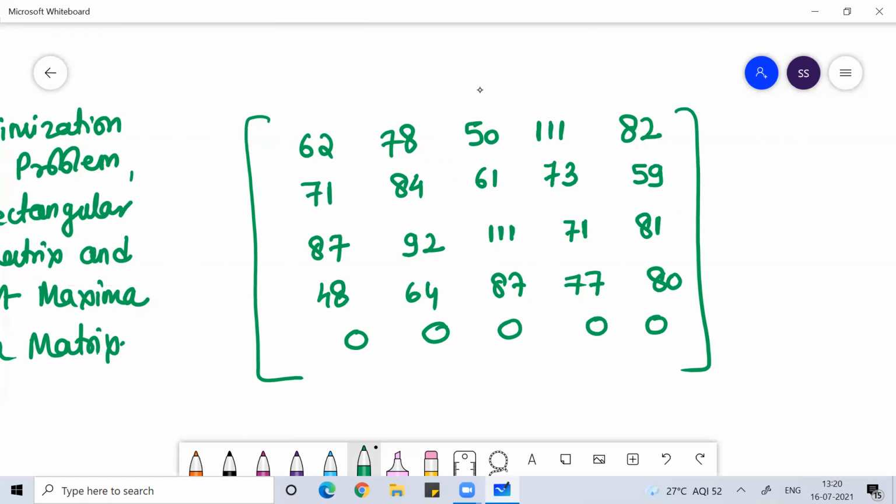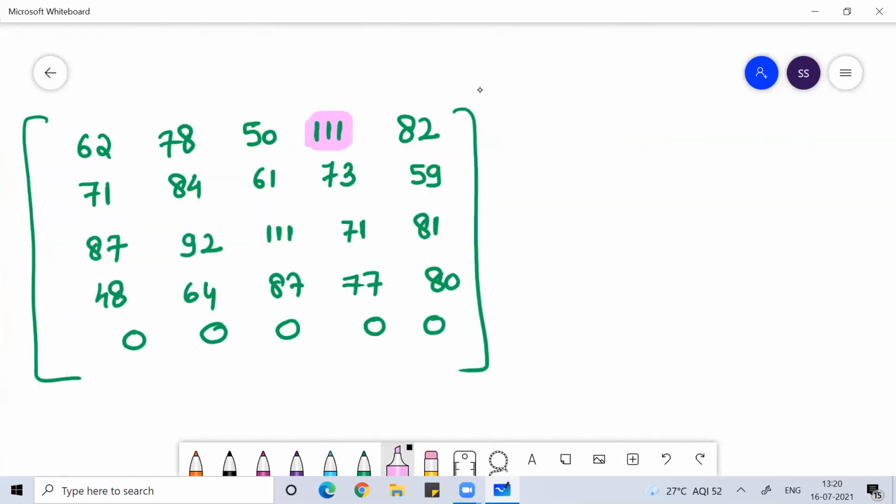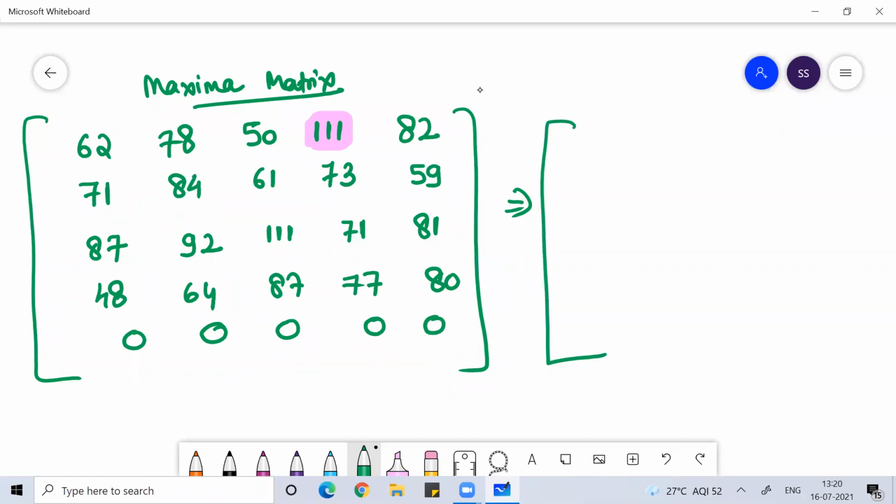Once we made the square matrix, we found out the maximal element. This is a maximum matrix. In order to solve this problem, I need to convert the maximum matrix into a minimum matrix. How will I convert it? I found the maximal element in this matrix, that is 111, and I'll subtract all the other elements from it.